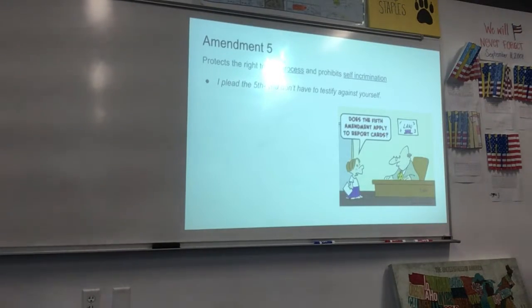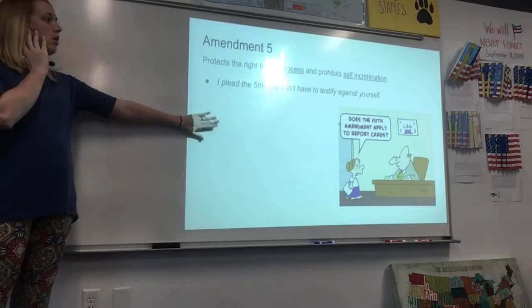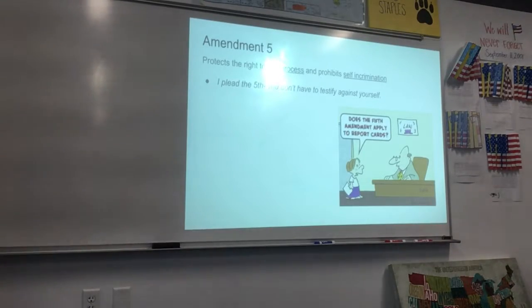Amendment 5 protects the right to due process and prohibits self-incrimination. Do you ever hear somebody say, "I plead the fifth"? Okay, that's your right to stay silent. You will not incriminate yourself, and you don't have to testify against yourself. When you hear somebody read their Miranda rights, when they say you have the right to remain silent, you have the right to an attorney, if you cannot afford one, one will be provided for you. That's what they're referring to, the Fifth Amendment. The right to not testify against yourself.